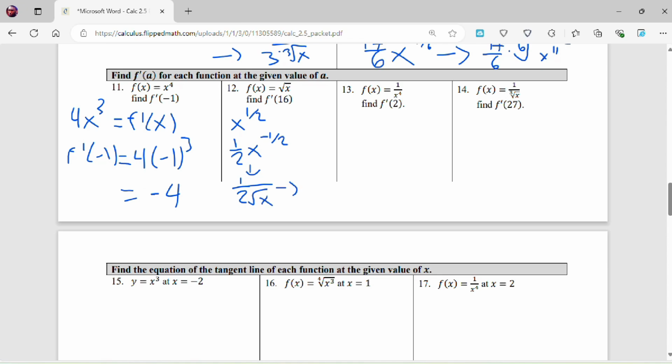And we're going to find it at the point 16. 1 over 2 times square root of 16 is 1 over 2 times 4. 1 over 2 times 4 is 1 over 8.